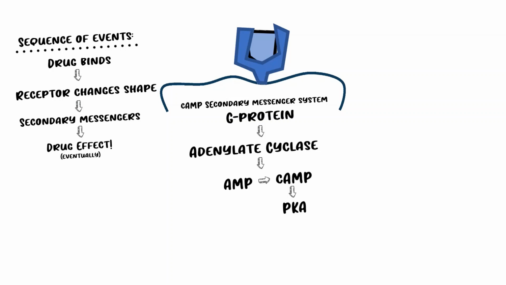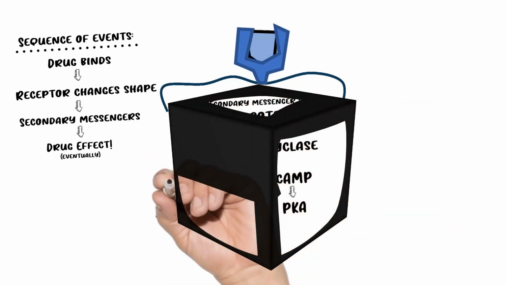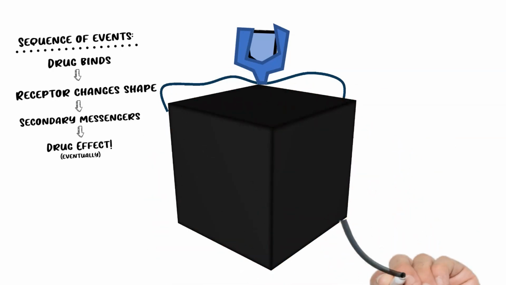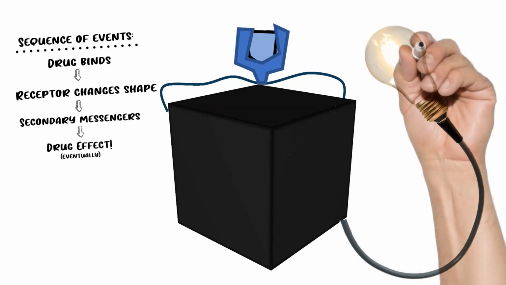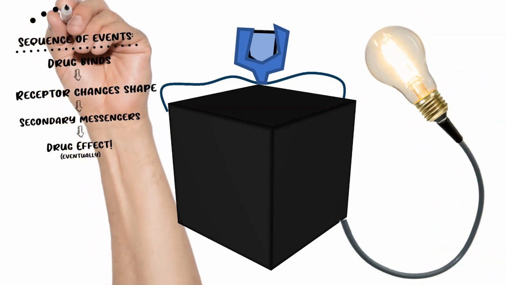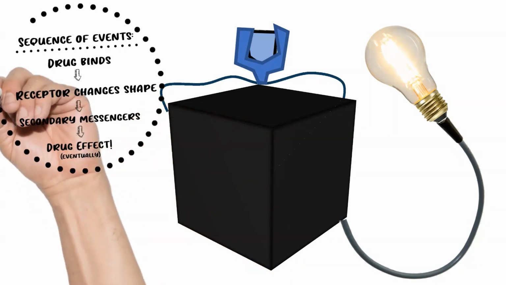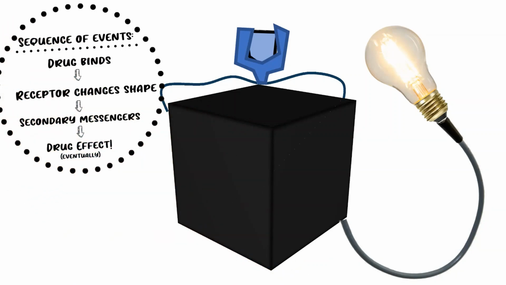So from here on out, to make this concept a little bit easier, I'm going to turn this entire process into a black box, and the outcome of that black box is going to be a light bulb. But the thing I want you to take away is that a drug binds a receptor, and then there are biochemical changes, and then these biochemical changes influence the cell, and then these cellular changes influence the organ, which influences the clinical picture.